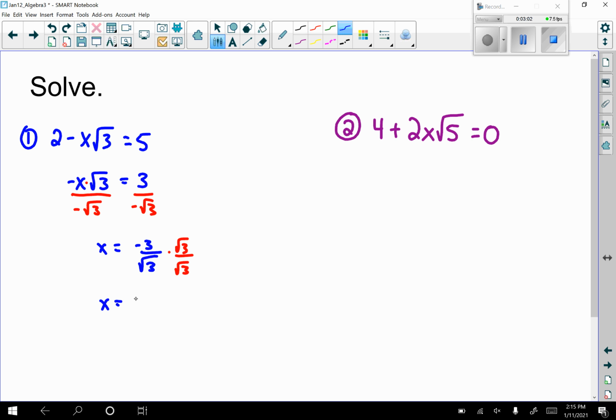So now we get x is equal to negative 3 radical 3. Our denominator is just going to turn into a 3. And we can go a little bit further. These outside 3's do divide out, so we're just left with a negative radical 3.